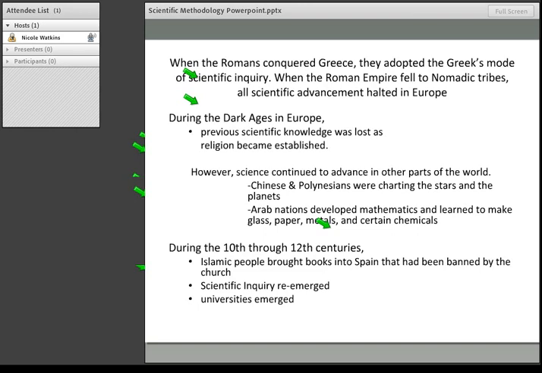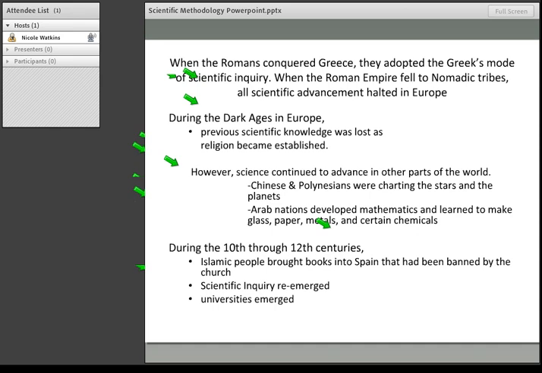Now, just because science advancement halted in Europe, that didn't mean that it halted in other parts of the world. So at that time, you had the Chinese and the Polynesians who were charting the stars and the planets. The Chinese were looking for the elixir of life. Back in those days, instead of it being called chemistry, it was called alchemy. And during those times, alchemists were trying to find that immortality to life.